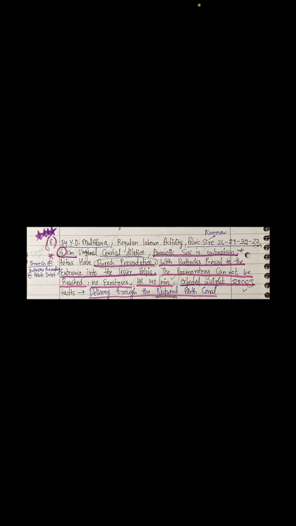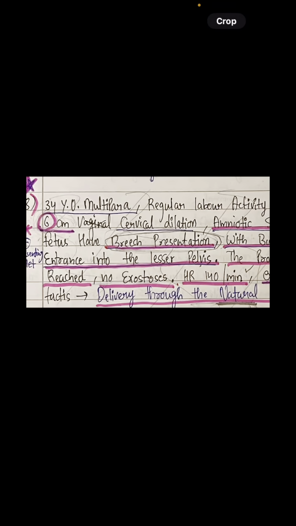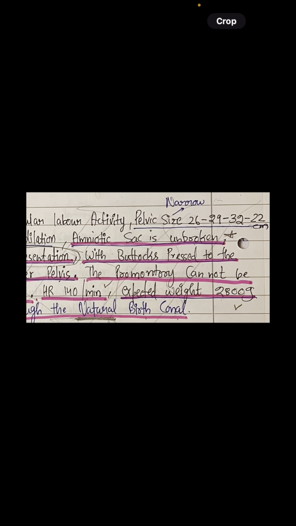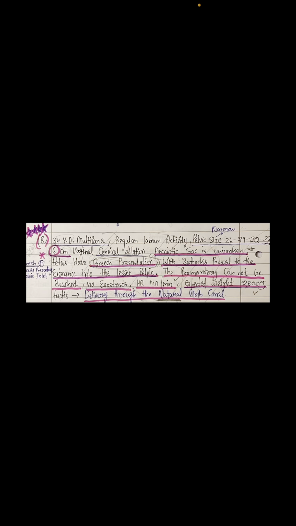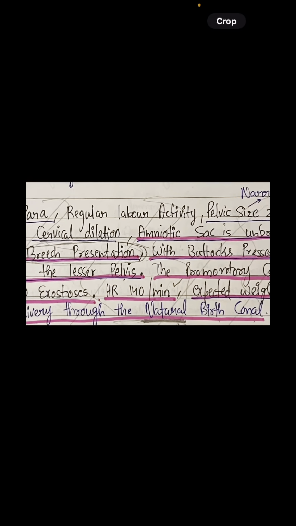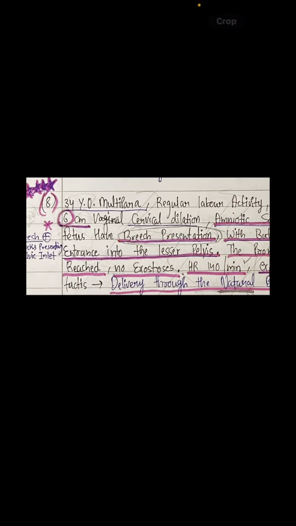Breech position is buttocks towards the vagina, which is considered abnormal, with the buttocks pressed to the entrance into the lesser pelvis. The promontory cannot be reached. No externus. Heart rate is 140. Expected weight is 2800. Tactics.